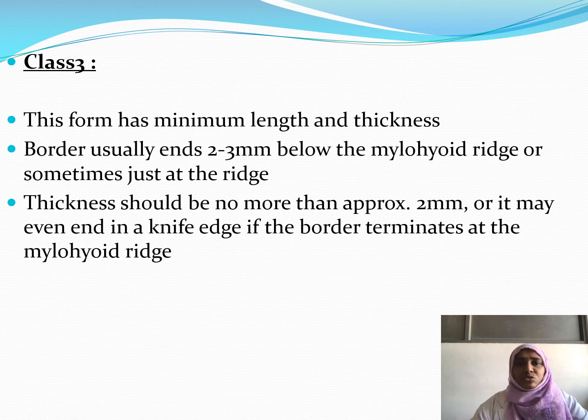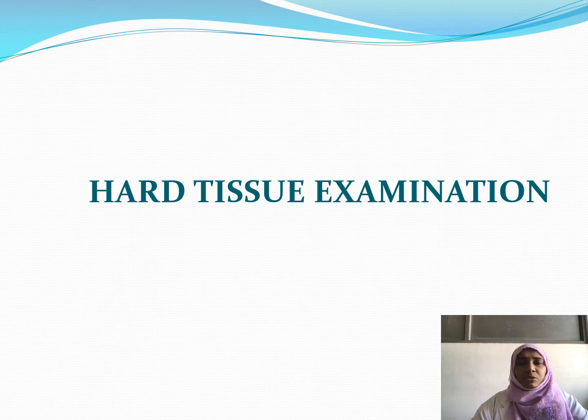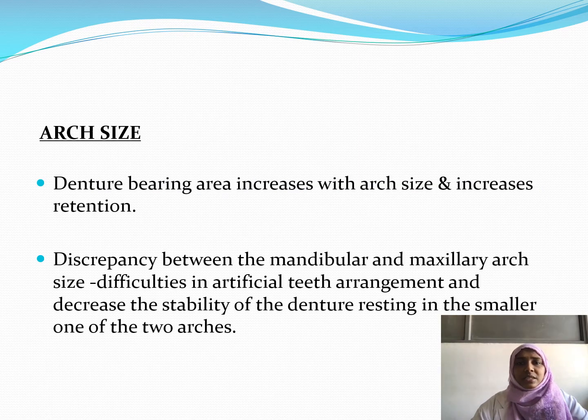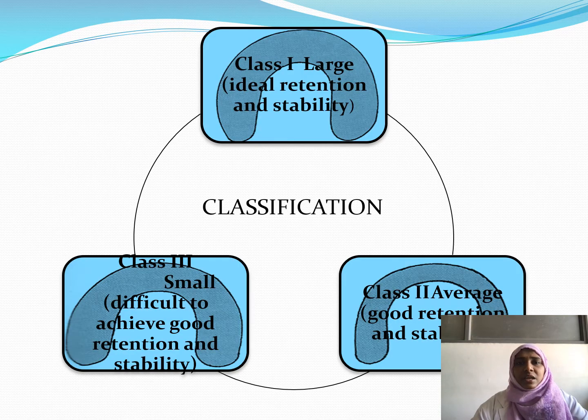Border usually ends 2 to 3 mm below the mylohyoid ridge or sometimes just the ridge. Coming to the hard tissue examination, arch size: denture bearing area increases with the arch size and decreases with the retention. And is classified into class 1, class 2 and class 3.